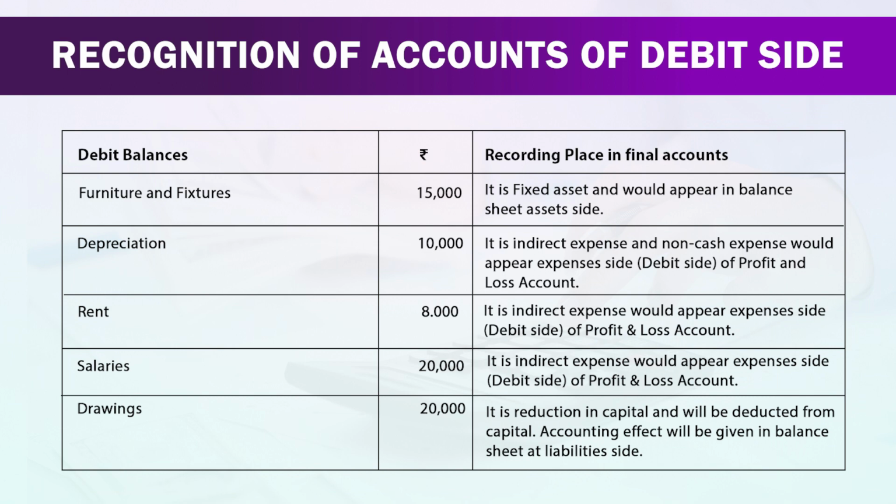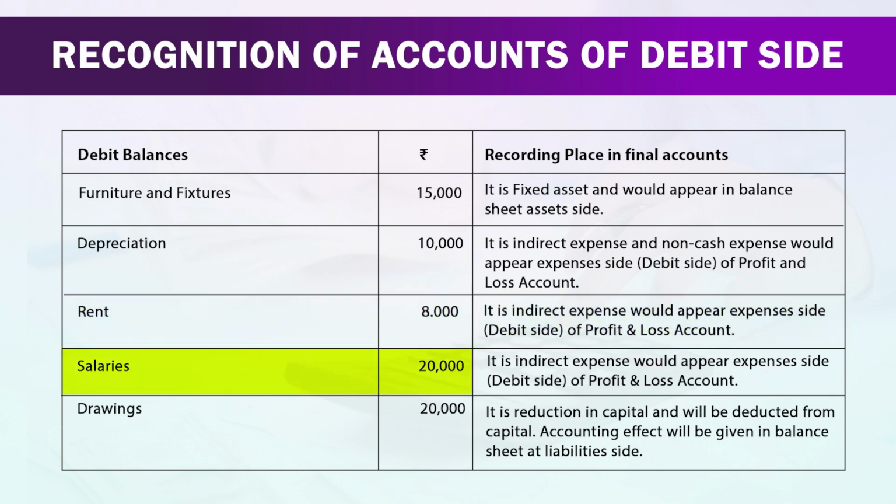Then the next item of the debit side is furniture and fixtures 15,000, it is a fixed asset and would appear on the asset side of the balance sheet. Now friends, the next item of the debit side of the trial balance is depreciation. We have depreciation of rupees 10,000. It is an indirect, non-cash expense and would appear on the debit side of the profit and loss account. Next we have paid rent of rupees 8,000. It is an indirect expense and would appear on the debit side of the profit and loss account.